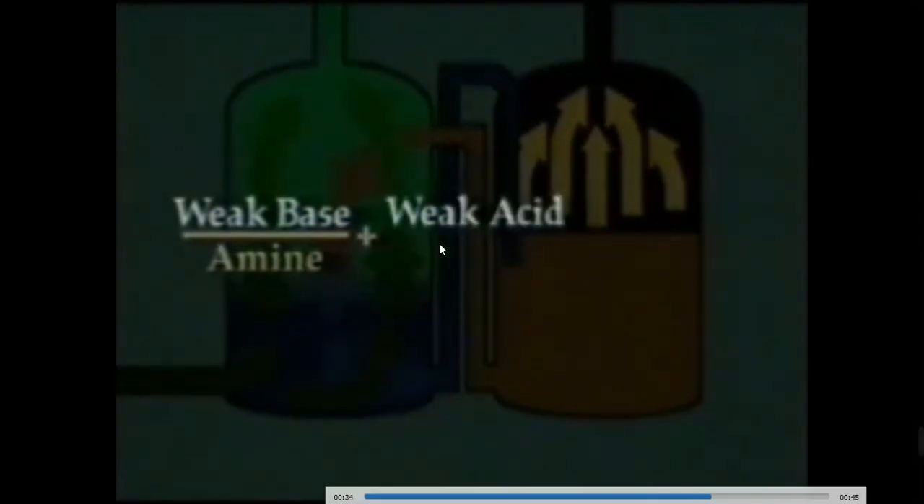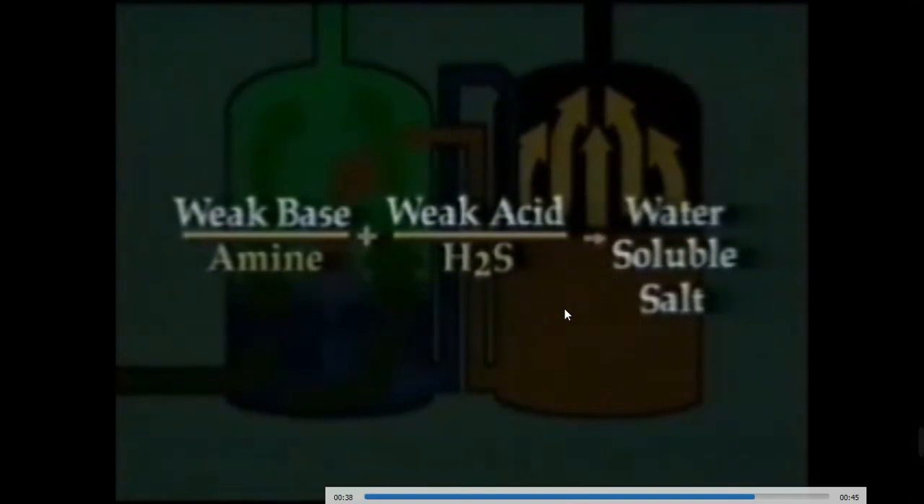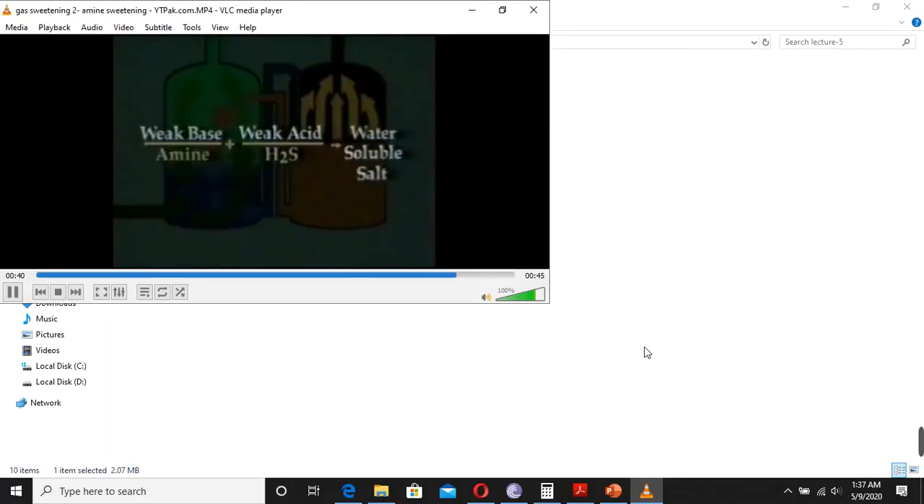So it's a weak base amine, and H2S and water soluble salt is produced as a final product.